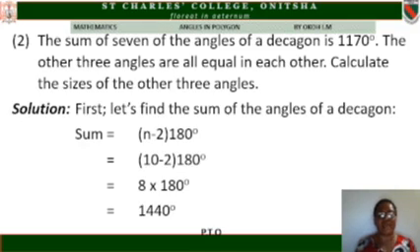Solution. First, let's find the sum of the angles of a decagon. A decagon has 10 sides. So we have the sum of the angles is equal to n minus 2 times 180. 10 minus 2 times 180. We have 8 times 180. So we have the sum of the angles as 1440 degrees.